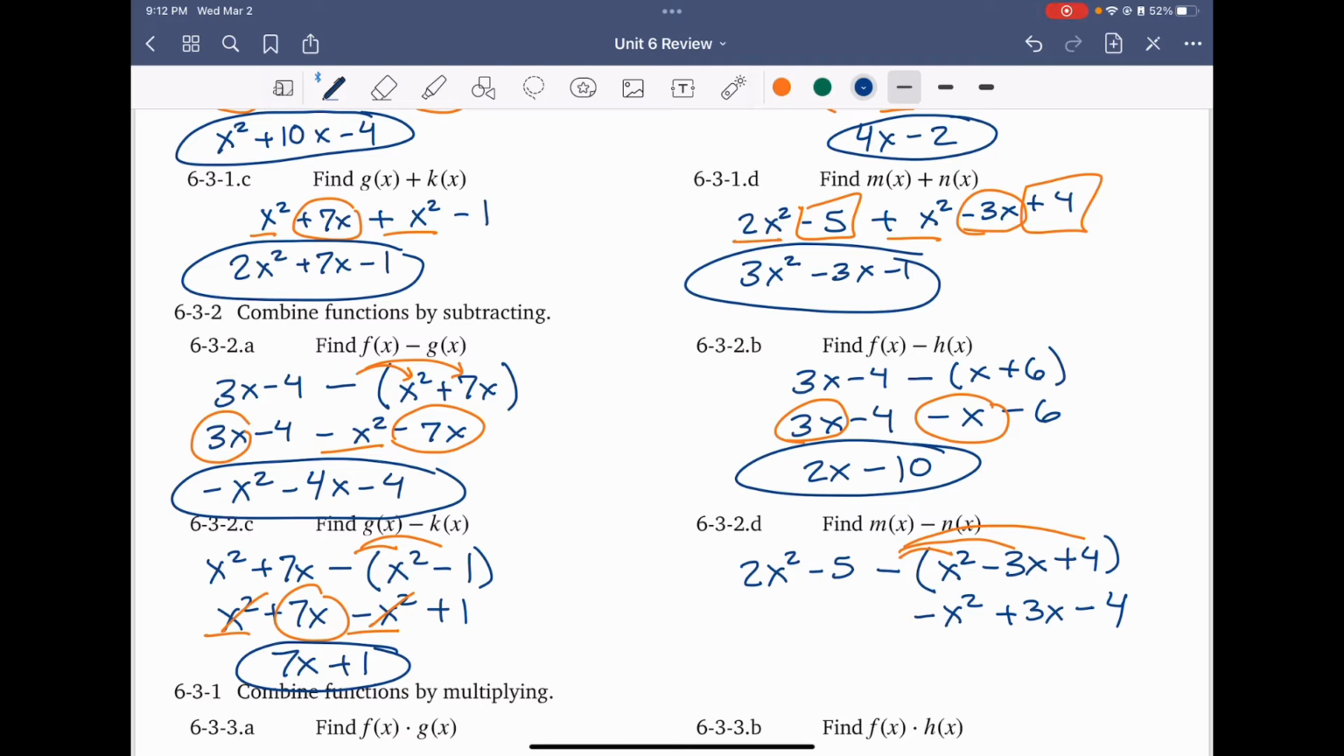All right, our first function f of x will stay the same. So 2x squared minus 5. Now we have minus x squared plus 3x and minus 4. So as you can see, everything that was in the parentheses, the signs got switched.